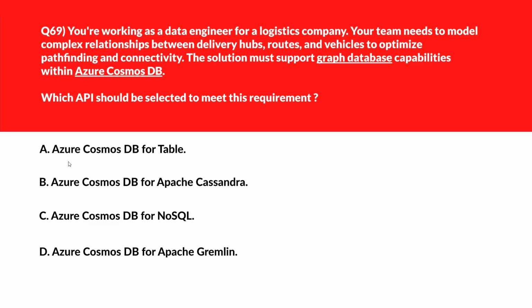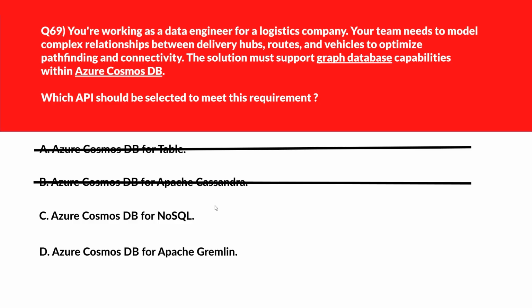Option A says Azure Cosmos DB for Table. Table API is optimized for key value access, not for graph traversal. Wrong answer. We'll move to B. B says Cosmos DB for Apache Cassandra. Cassandra API supports wide column storage, not graph structures. Wrong answer. We'll move to C.